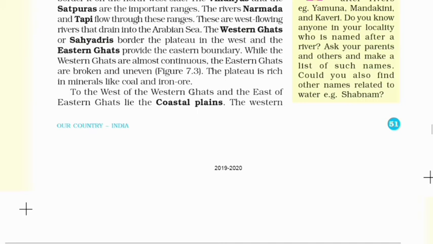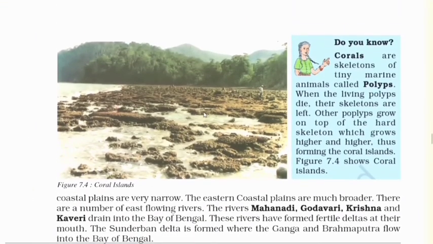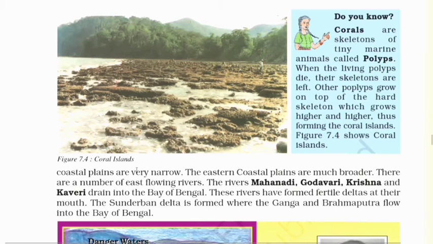To the west of the Western Ghats and the east of the Eastern Ghats lie the coastal plains. The western coastal plains are very narrow. The eastern coastal plains are much broader. There are a number of east-flowing rivers. The rivers Mahanadi, Godavari, Krishna, and Kaveri drain into the Bay of Bengal. These rivers have formed fertile deltas at their mouths. The Sundarban Delta is formed where the Ganga and Brahmaputra flow into the Bay of Bengal.